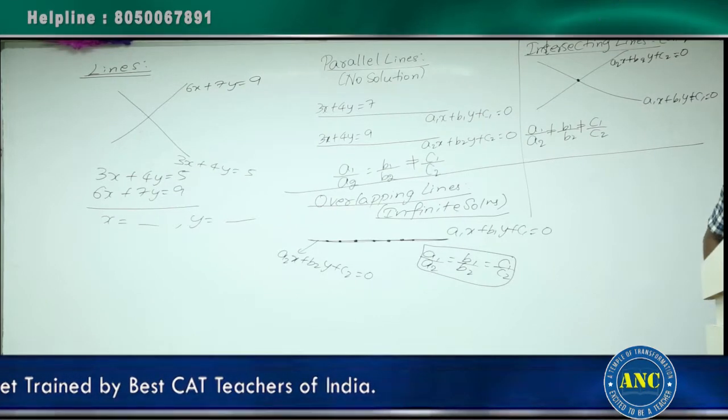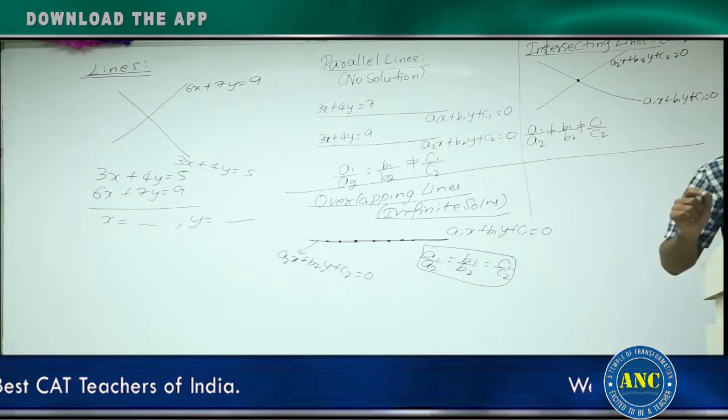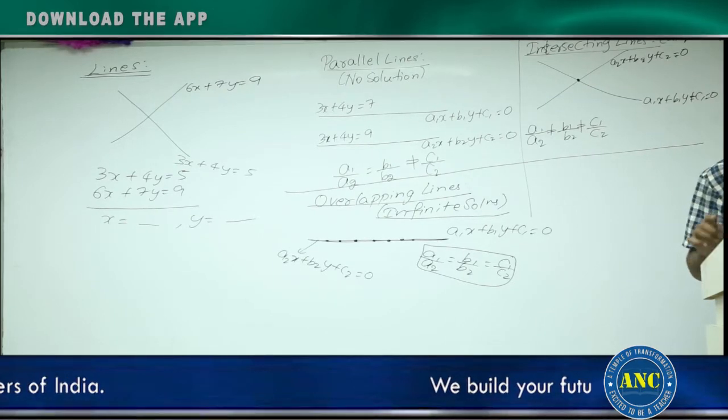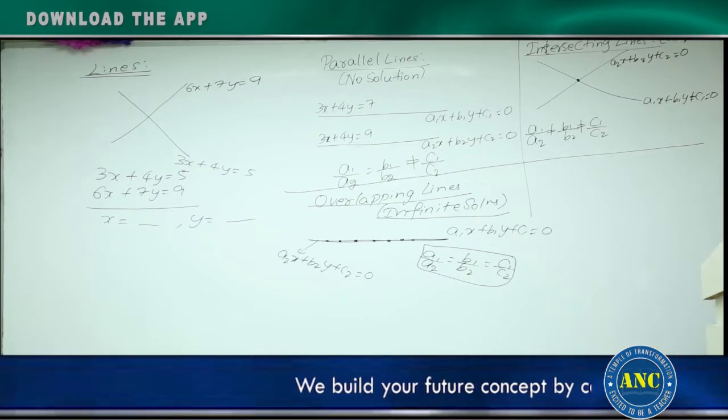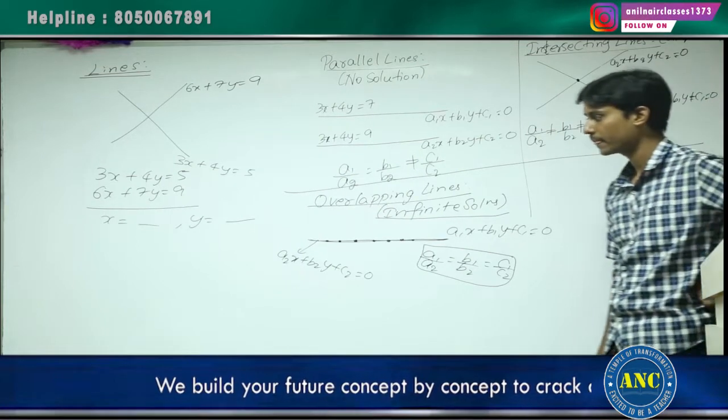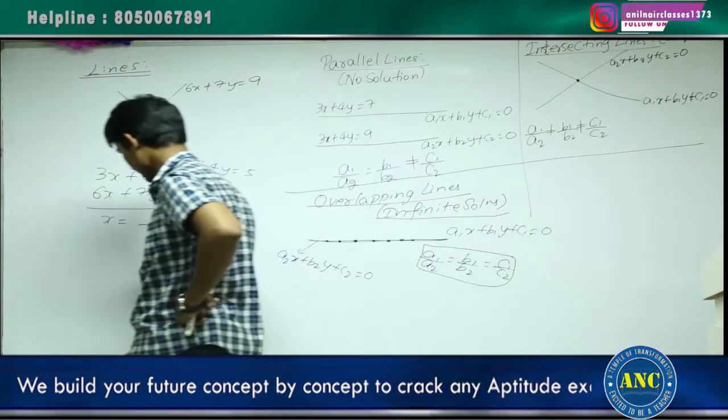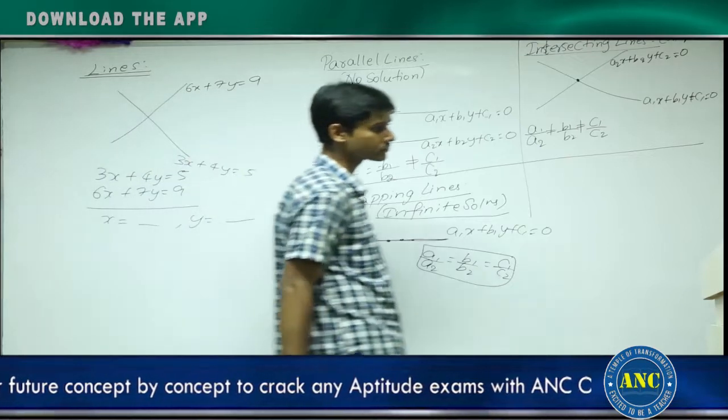See, there is a small mistake in the question. It is actually not "find a pair of real numbers." Please change the question: how many pairs of real numbers x and y satisfy the equation?